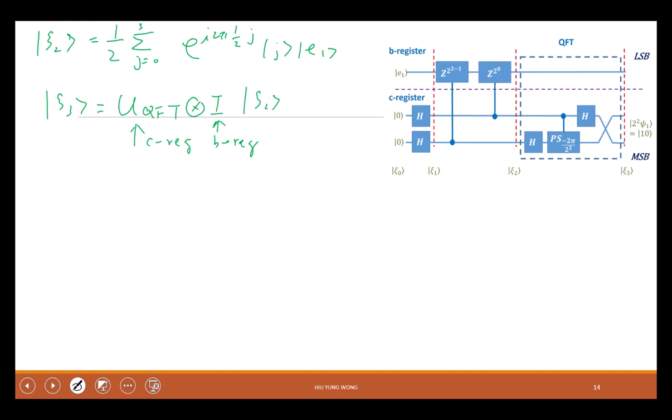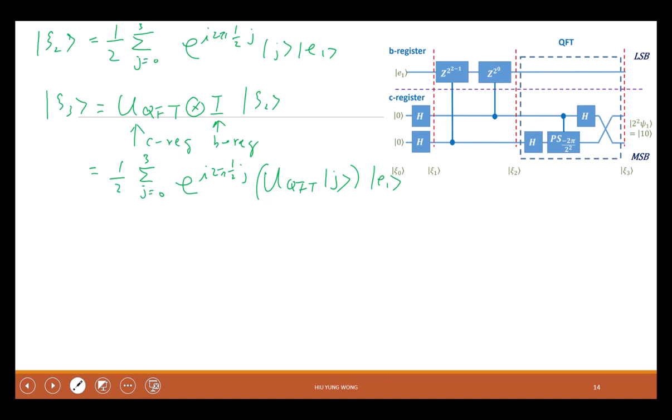So it means E is not going to have any effect. Basically, because it is linear, we apply e to the power i 2 pi 1/2 j, and apply the UQFT directly on j. And E has nothing to do with this. Make sense? Because this is the B register and this is the C register. When you apply this, the quantum Fourier transform only applies to the C register, and the identity matrix applies to the B register, which is E1.